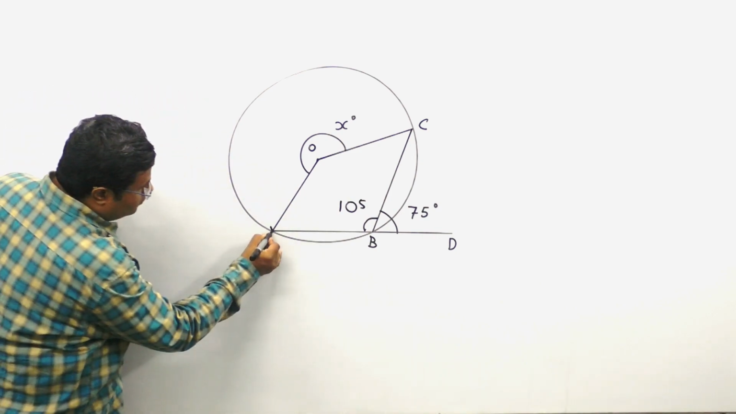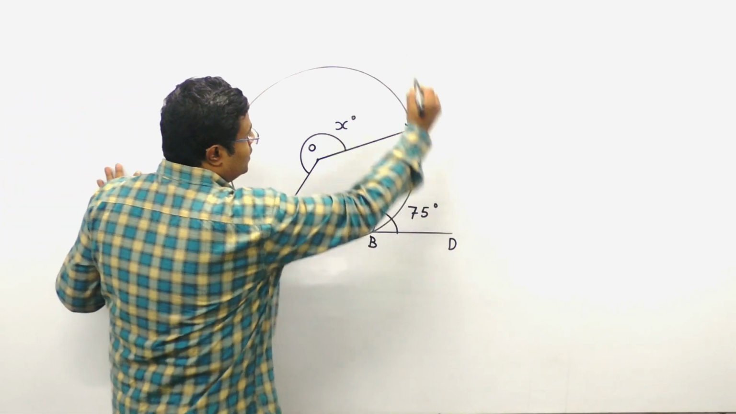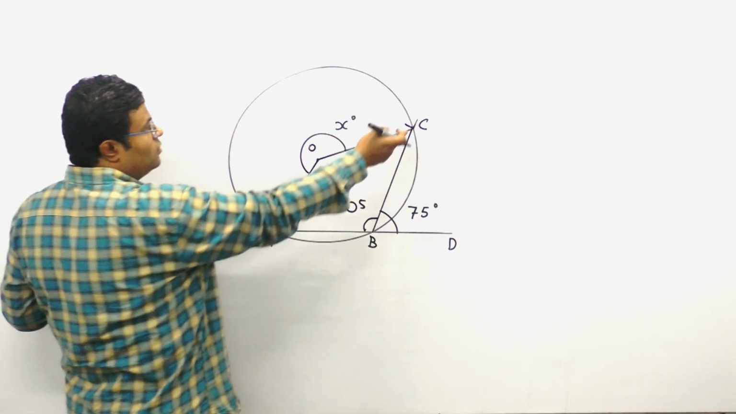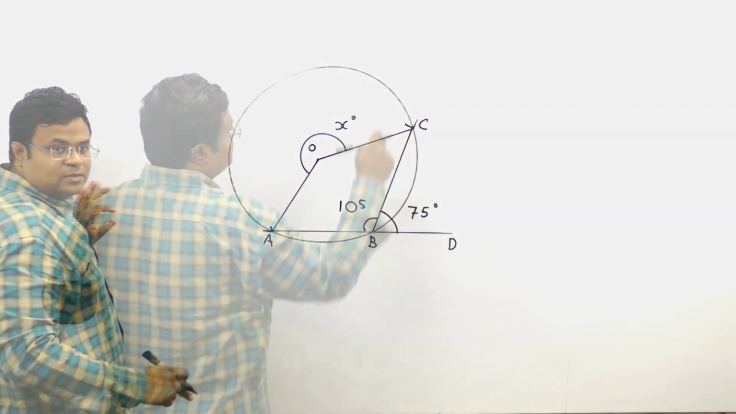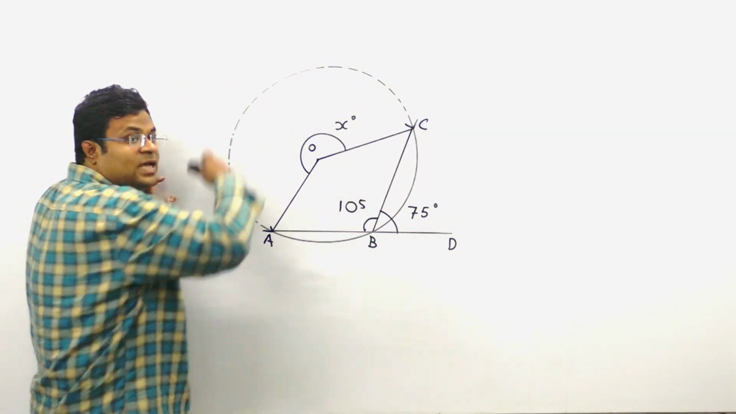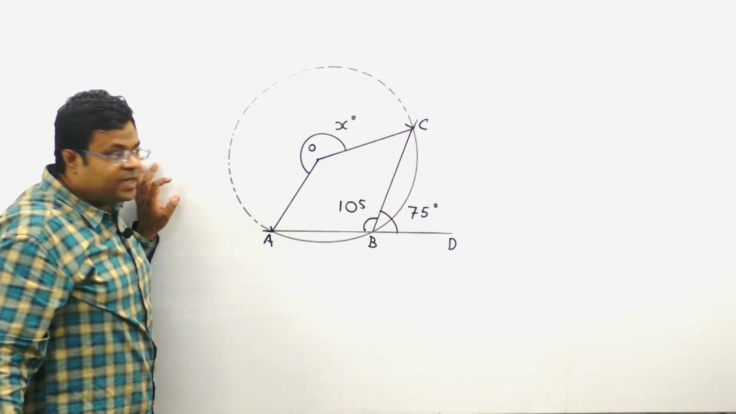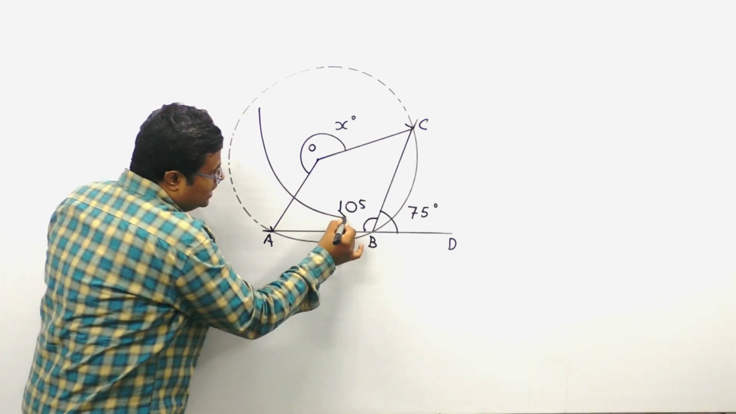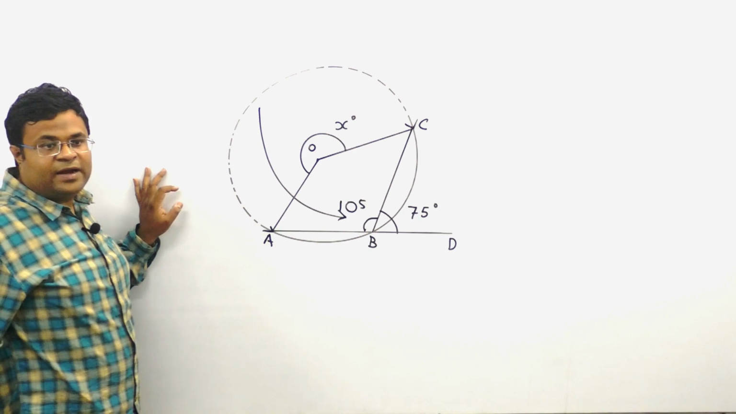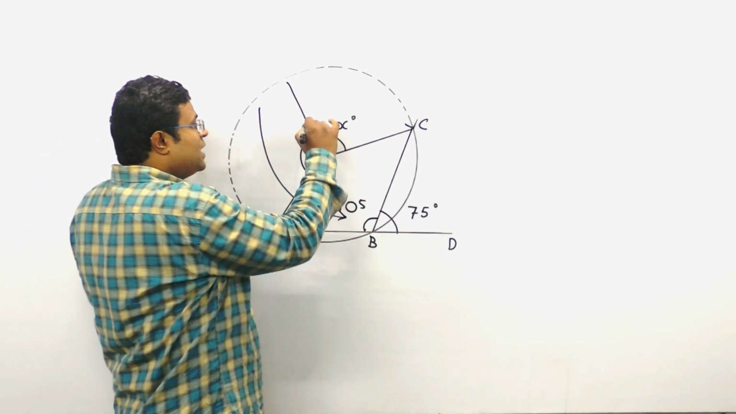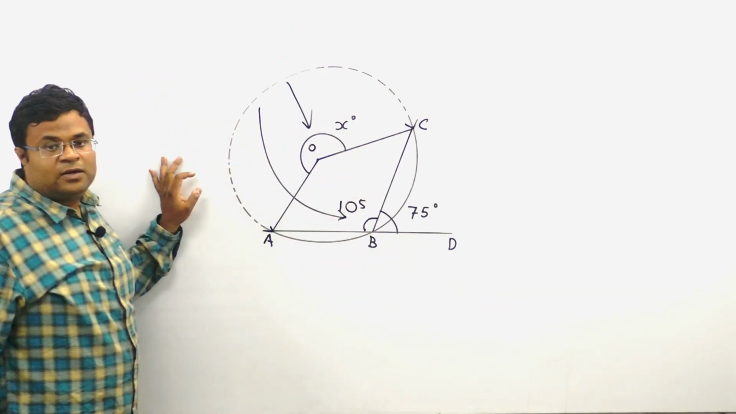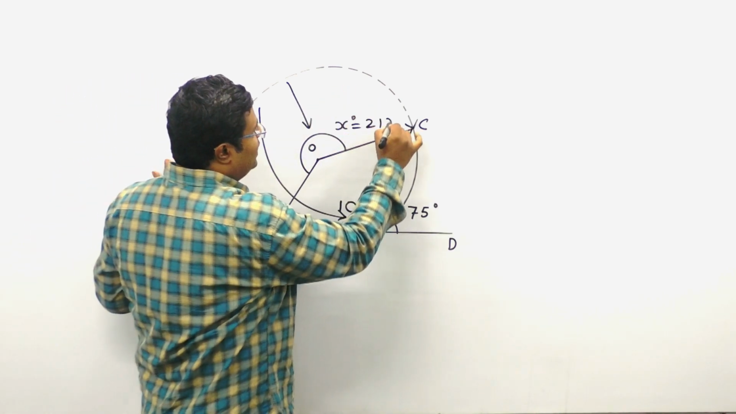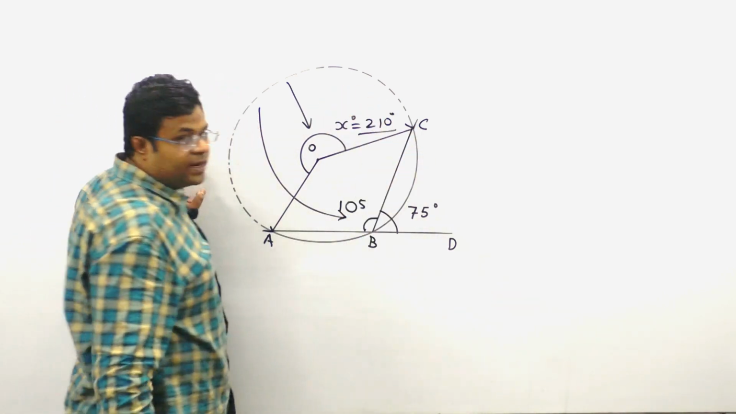Now carefully have a look. This is the starting point A. If you go anti-clockwise, this will be arc CA. Just have a look at this arc CA. What is it subtending at the circumference? 105. So what will the same arc subtend at the center? Twice of it. So it will subtend how much? 210, which is your correct answer.